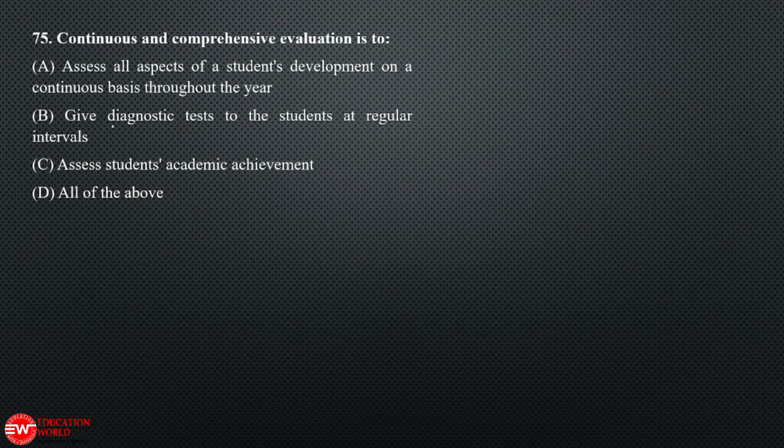Next is continuous and comprehensive evaluation. Now here we have two words. One is continuous, and another one is comprehensive. A question can be framed on these as well. Now, when we talk about comprehensive, it has both the scholastic and co-scholastic aspect.